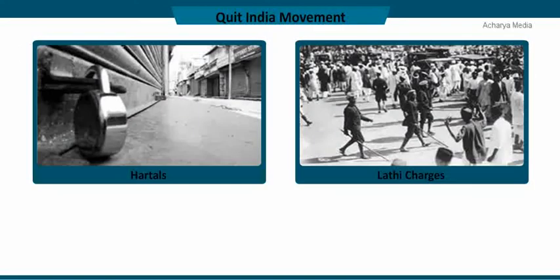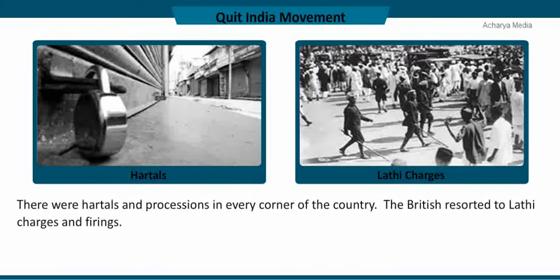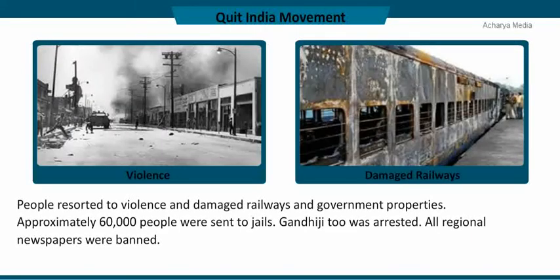The day after the Quit India movement was launched, the Congress party was banned by the British and all the leaders were arrested. There were hartals and processions against this decision in every corner of the country. The British used lathi charges and firings to stop the crowds. People resorted to violence and damaged railways and government properties and disrupted the postal and telegraph services.